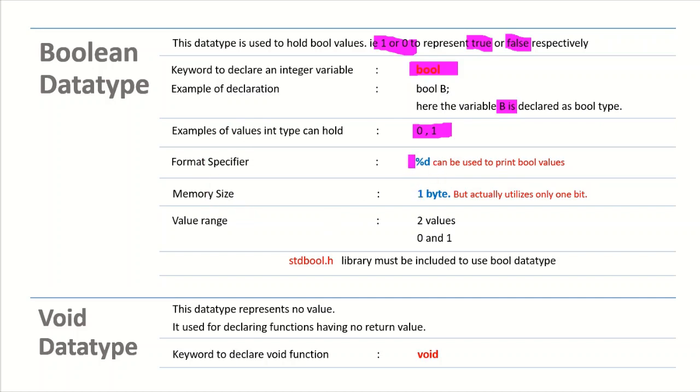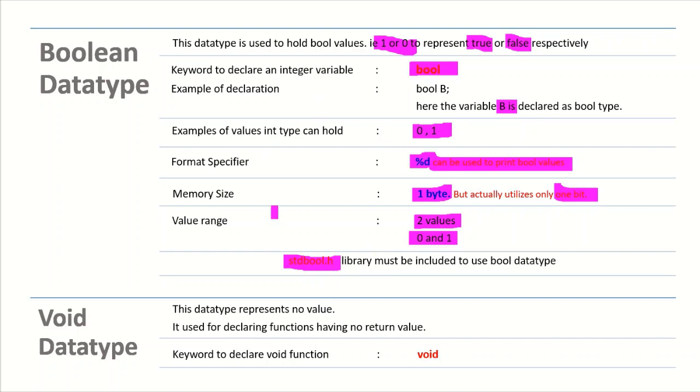Format specifier is %d itself to print the Boolean values. It takes 1 byte to store the data in memory, but actually it utilizes only 1 bit. The value range is 0 to 1. It's only two values, 0 and 1. Before using the Boolean data type, we have to include the library stdbool.h, in which the definition of Boolean data type is written.